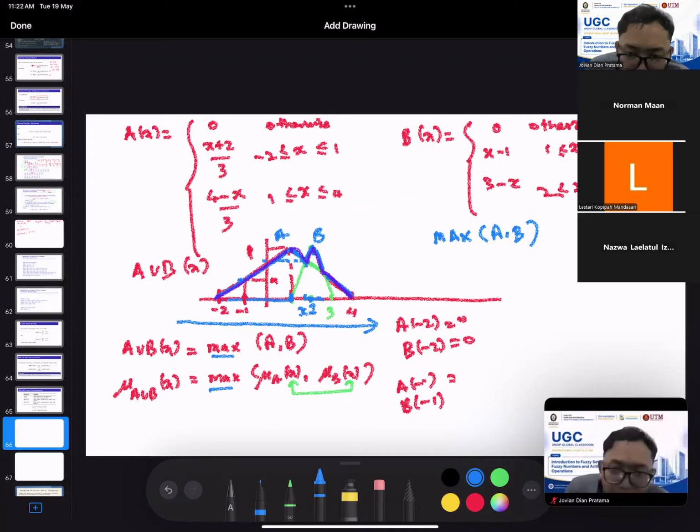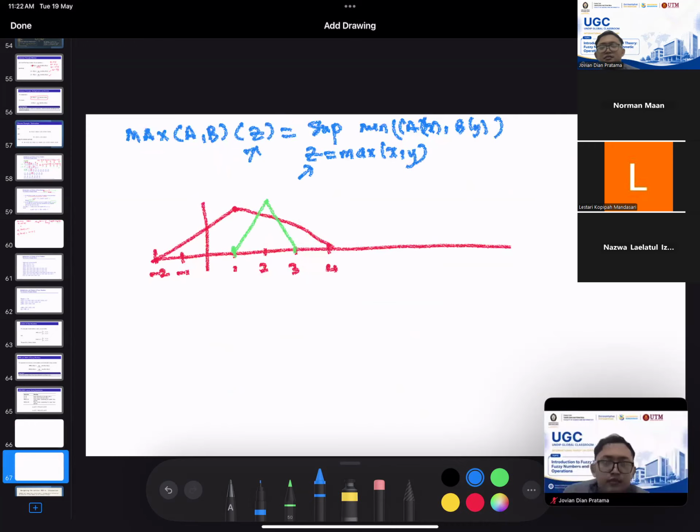Which one is the maximum of fuzzy numbers? It's not like what we have here. So here is different. Instead of choosing the same x, you need to identify your z for different values of the maximum between x and y. In order to do this, the methodology is not from left to right, but from bottom to up.